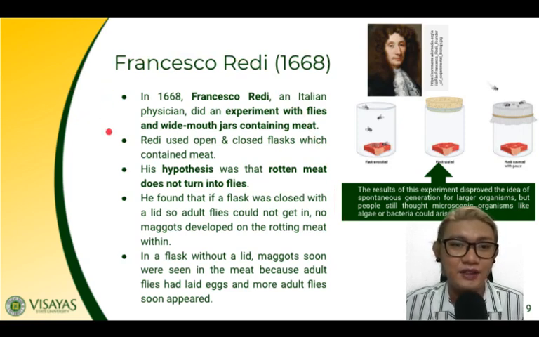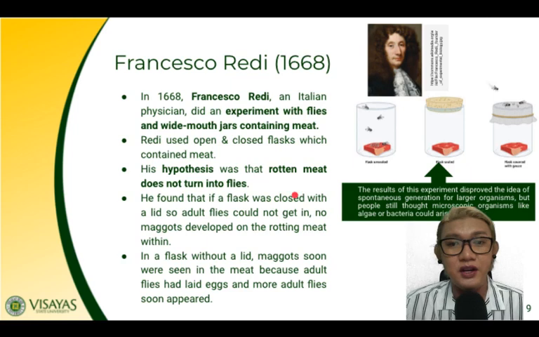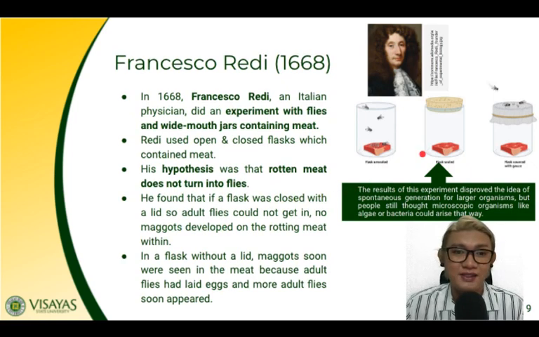In 1668, Francesco Redi, an Italian physician, did an experiment with flies and wide-mouthed jars containing meat. Redi used open and closed flasks which contained the meat. So here is a closed flask and this is an open flask. His hypothesis was that the rotten meat turned into flies. He found that if a flask was closed and the lid was tight around the mouth of the jar, adult flies could not get in, and so no maggots would develop on the rotting meat inside.